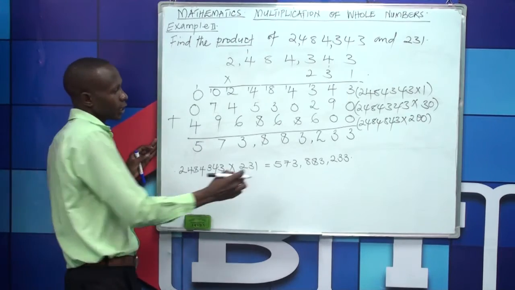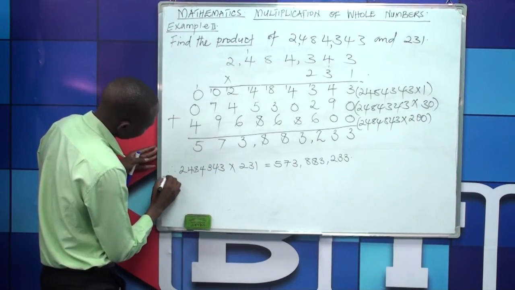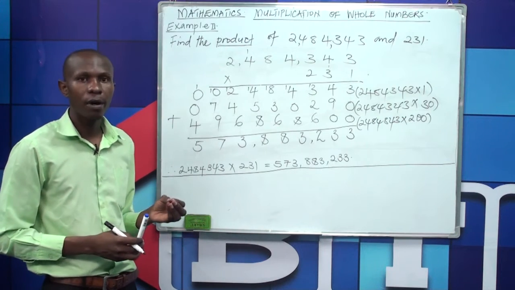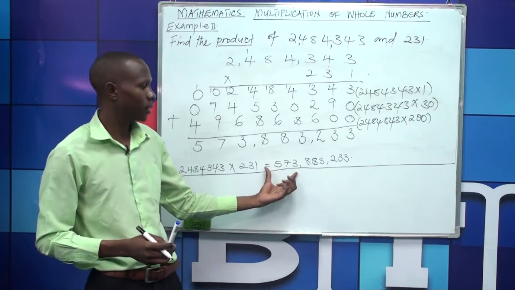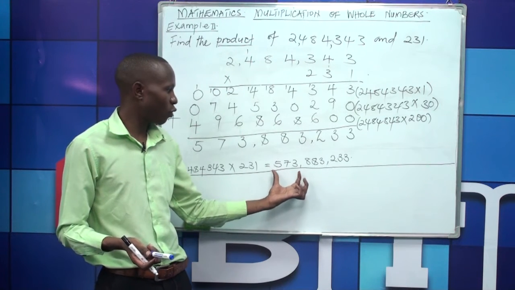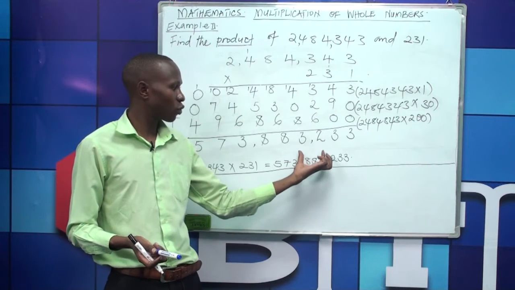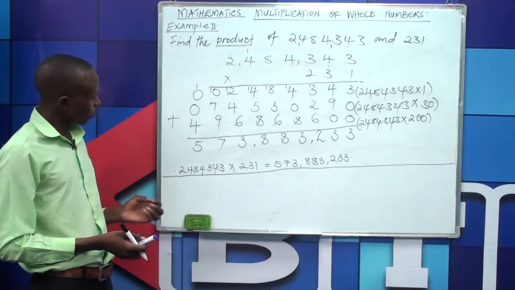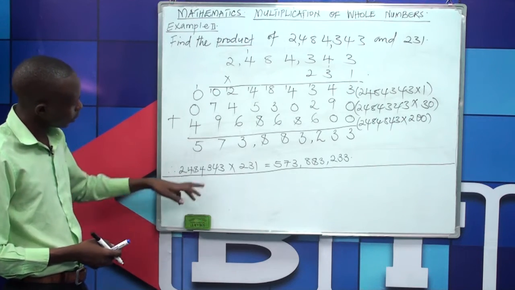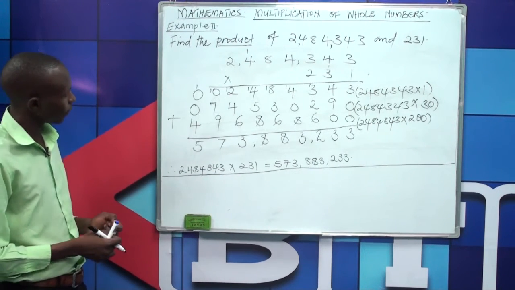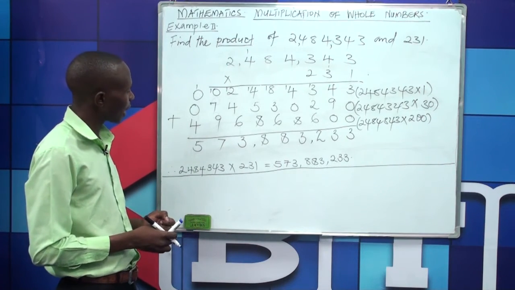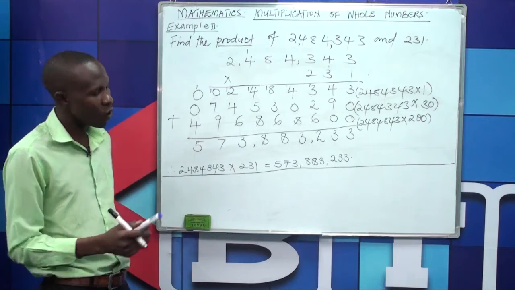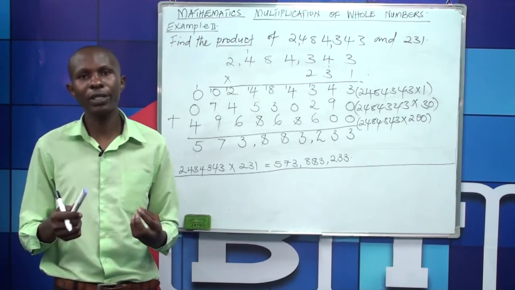As I'm underlining, I need you to be reading this number in words before I read it. How do you read this in words? For those who are following us, I think you know we read all the three digits, we add the word. We read the three digits and end there. So how shall we read this? We shall say 2,484,343 times 231 will give us 573,883,233. That is what we shall come out with.